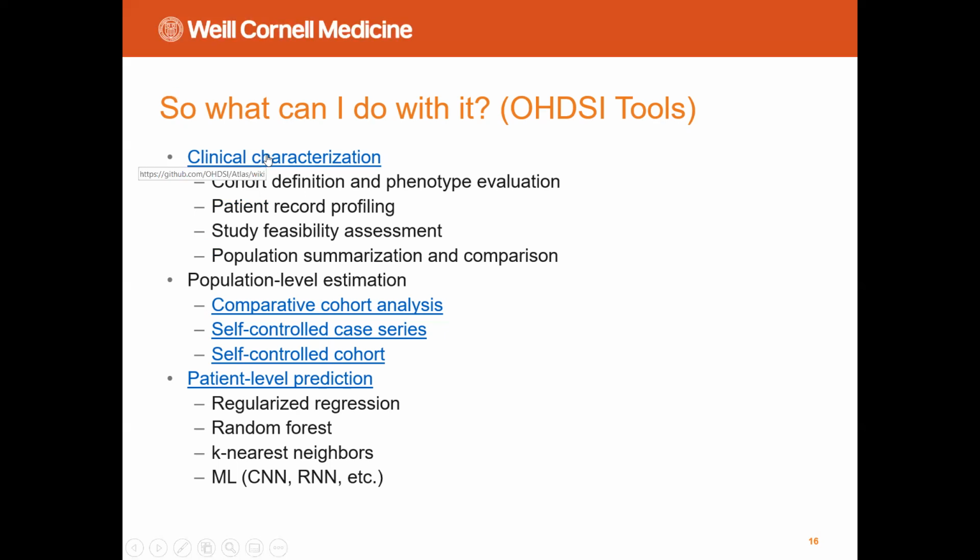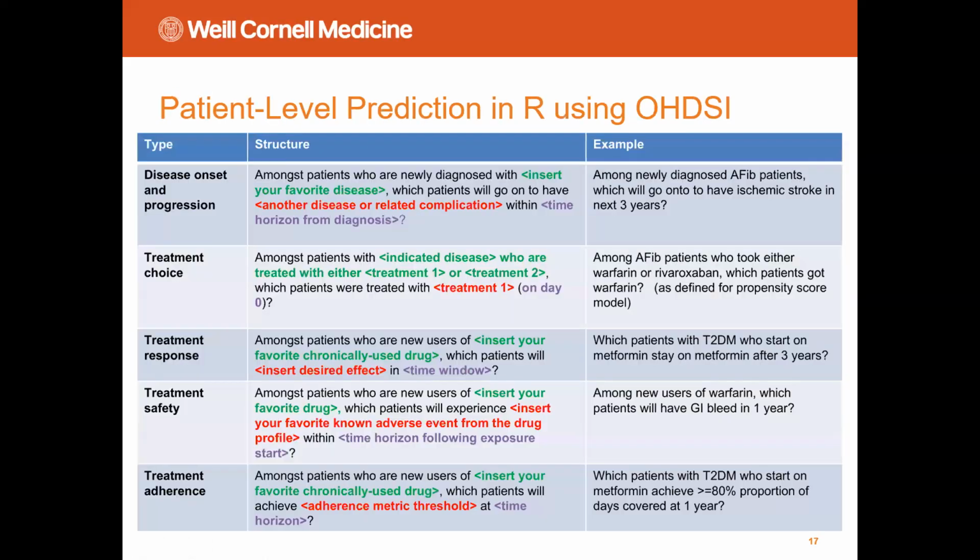These are all R libraries, and each one of these is a link to various GitHub pages that the consortium maintains that allow you to do this. They provide an analytic framework to do these kinds of studies, and those are all well and good. And this slide I think is a good example of some of the questions you can use this to ask and answer. Among newly diagnosed AFib patients, who's going to go on to have ischemic stroke? That is a study you could build using one of these R libraries.